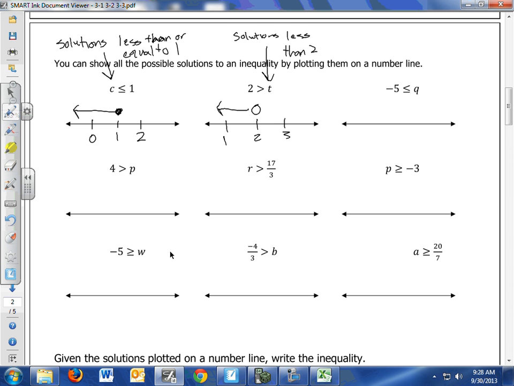My solutions are less than 2. Here are numbers less than 2. My solutions are less than 1. Here are numbers less than 1. See how it can work out either way. So for you guys, I want you to do these two.